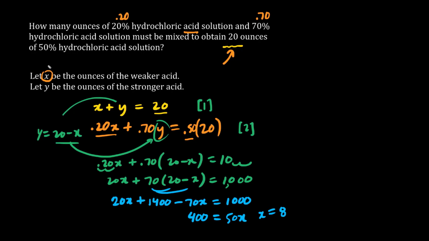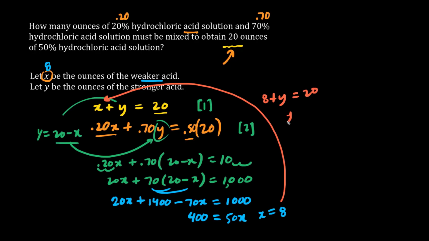So we now know that we need 8 ounces of the weaker acid, this 20% acid, to form this new solution. Now let's find y. We plug in x equals 8 into equation number 1. 8 plus y equals 20. Thus y equals 20 minus 8, which is 12. So we also need 12 ounces of the stronger acid, which is at 70%. This mixing problem is very important for nurses as well as pharmacists.